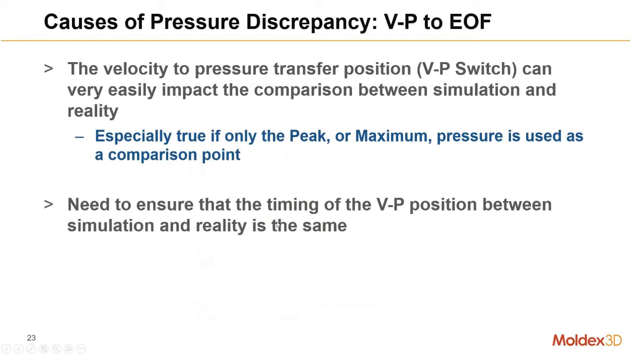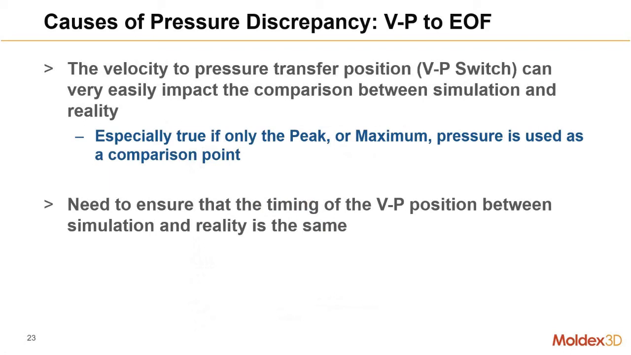All right, VP switch to end of fill. I'm going to start wrapping this up. So the velocity to pressure transfer can easily impact the comparison between the simulation and reality. And the reason for that is because the definition of transfer position between reality and simulation can be a little bit blurry. In simulation, for example, those part designers out there that use CAE mode in our processing, CAE mode only allows you to select a percentage where you want to switch over from your velocity or your filling stage to your pressure control or packing stage.